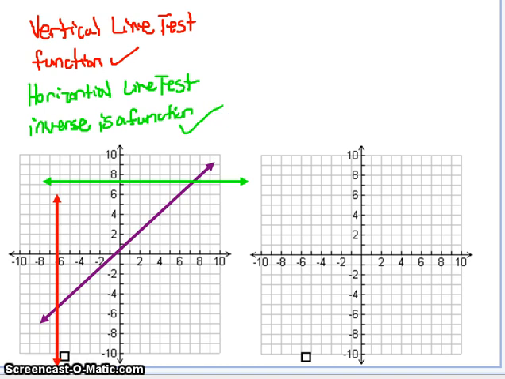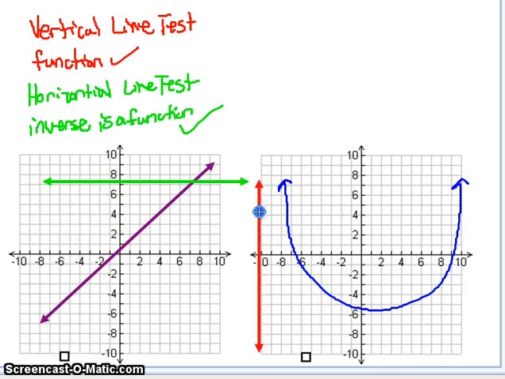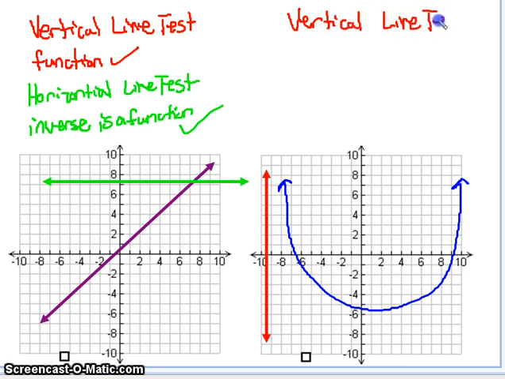Now we also can look at any parabola at all that you have. I'm just going to sketch a parabola on here. Here's my parabola. I'm going to make it really wide. We know that this is a function because with our vertical line test, we're only touching once. So we're good. The vertical line test says that we have a function.